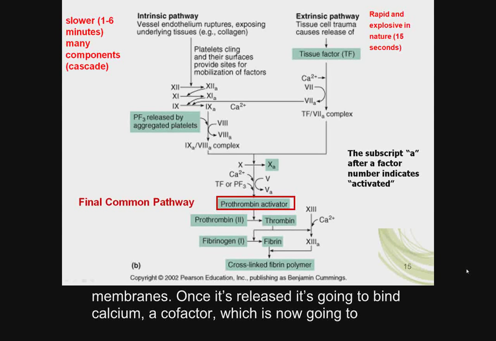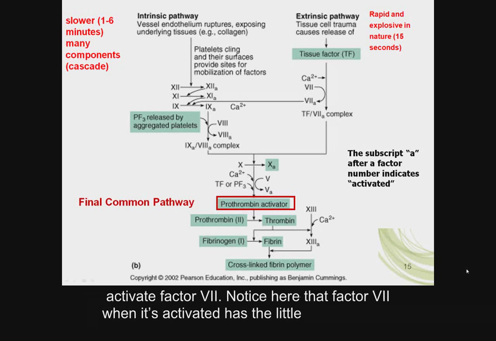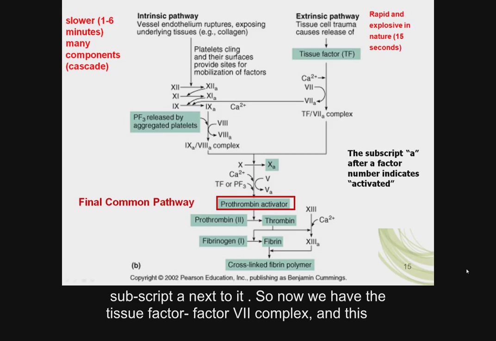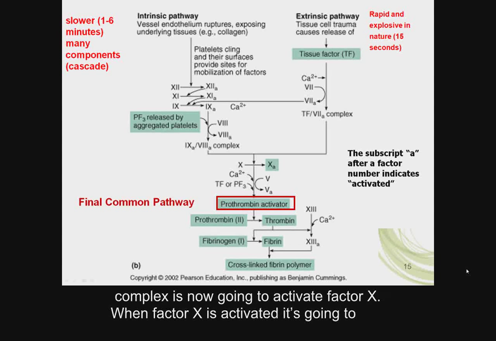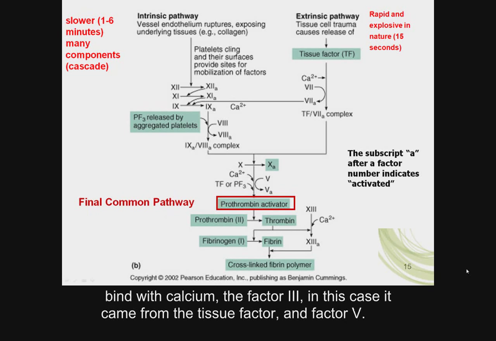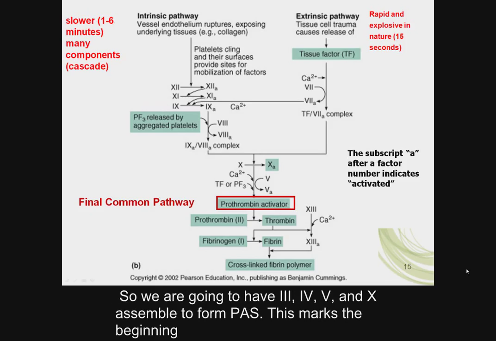Once it's released, it's going to bind to calcium, a cofactor, which is now going to activate factor 7. Notice here that factor 7, when it's activated, has the little subscript next to it of A. So now we have the tissue factor, factor 7 complex, and this complex is now going to activate factor 10. When factor 10 is activated, it's going to bind with calcium, factor 3, in this case it came from tissue factor, and factor 5. So we are going to have 3, 4, 5, and 10 assemble to form PAS. This marks the beginning of the final or common pathway.